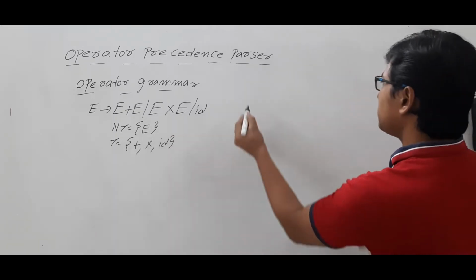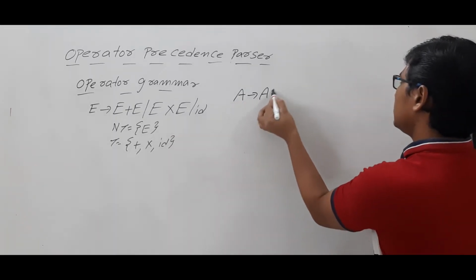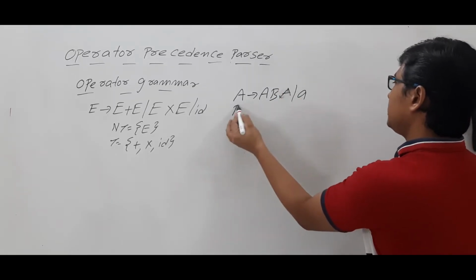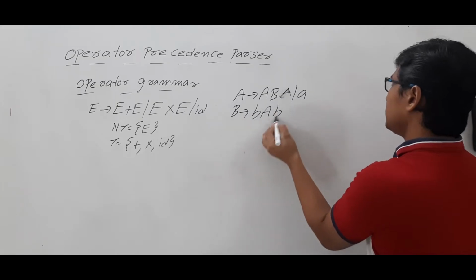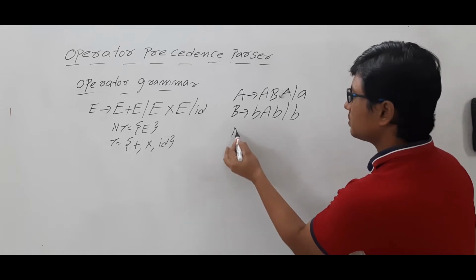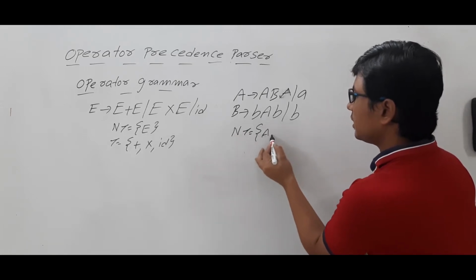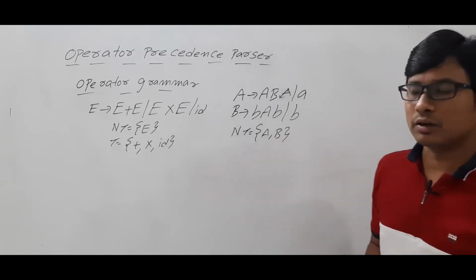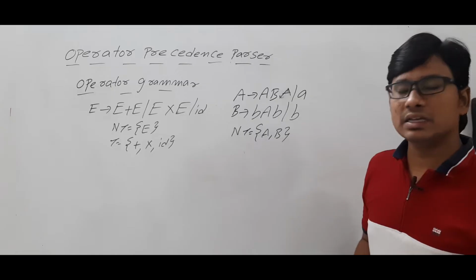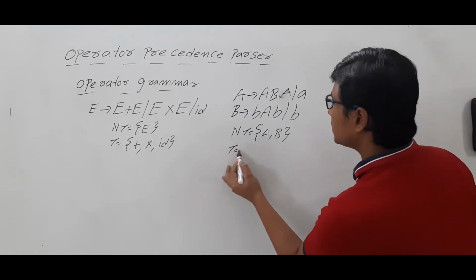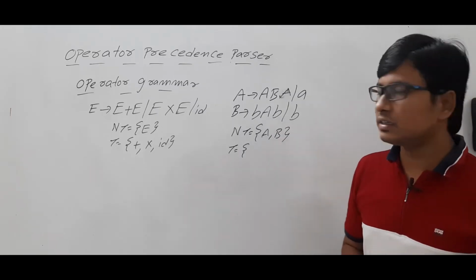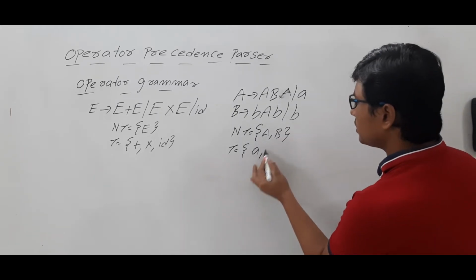Suppose, let me give an example. A derives ABA or a, B derives BAB or b. Now, what are the non-terminals and what are the terminals? The non-terminals are A and B. Will you accept that with me or not? The symbols on the left-hand side we call non-terminals. The terminals are the symbols on the right-hand side other than the non-terminals, such as small a and small b.